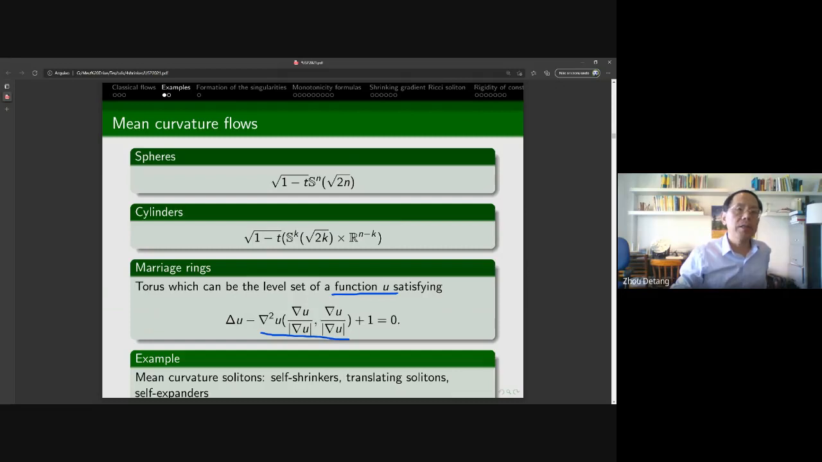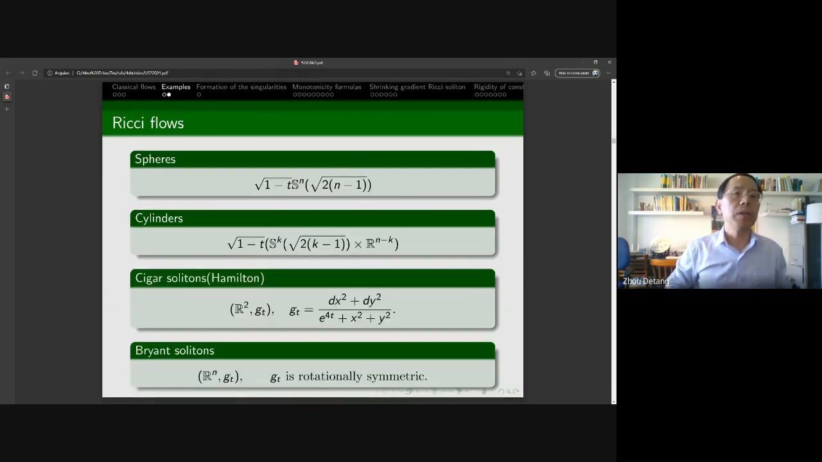So of course, there are many examples. It is quite an interesting topic to study the self-shrinkers, translated solitons, and self-expanders, which is not the topic of today, but I just want to compare with Ricci flows.